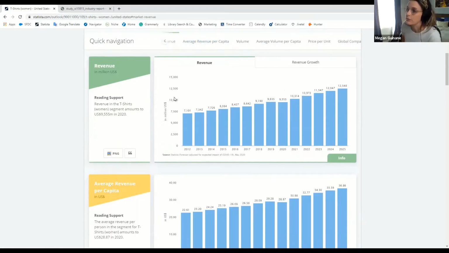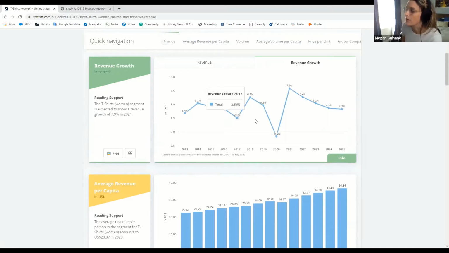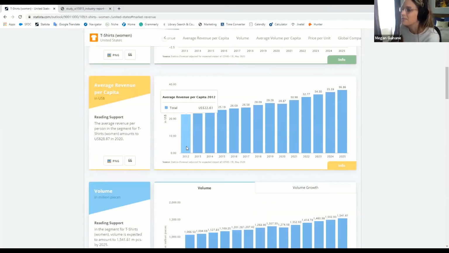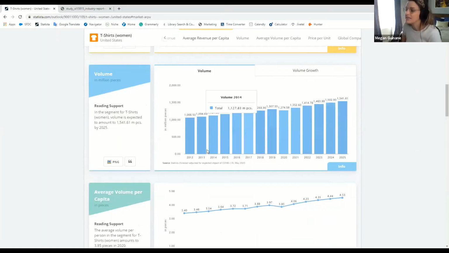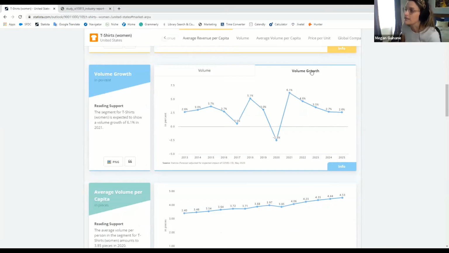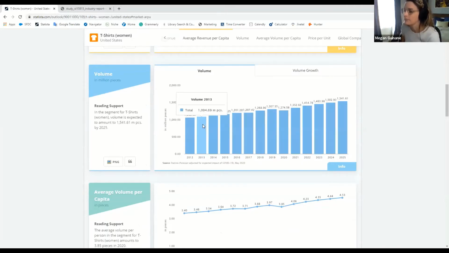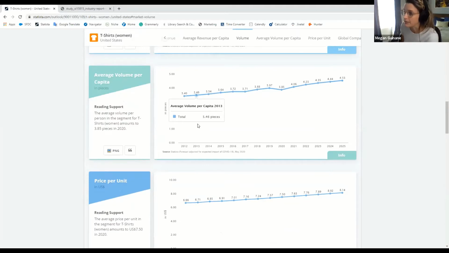And as we scroll down, we can see the history of the revenue that's been generated in this particular market, apparel, women's t-shirts, and how it's grown over time, and or how it has dropped down significantly. So we've had everything adjusted for COVID. Not too many people were out buying women's t-shirts in 2020 because we've been home for so long. And then we also have average revenue per capita, volume, so how many pieces were sold, as well as the growth, significant decline, as well as average volume per capita.